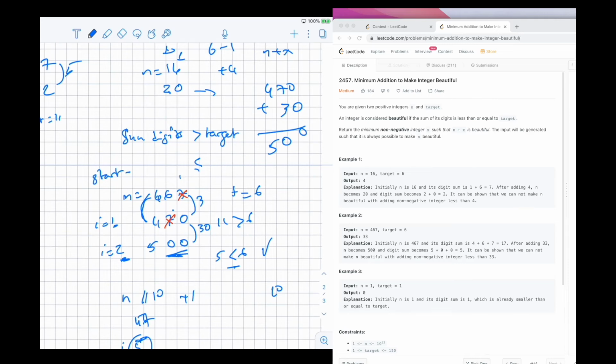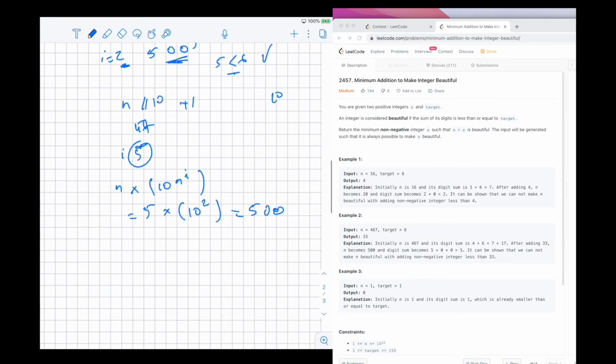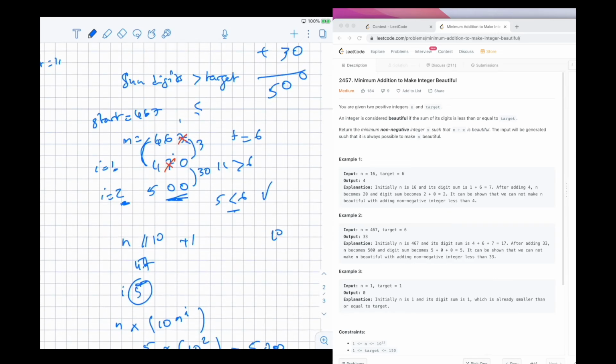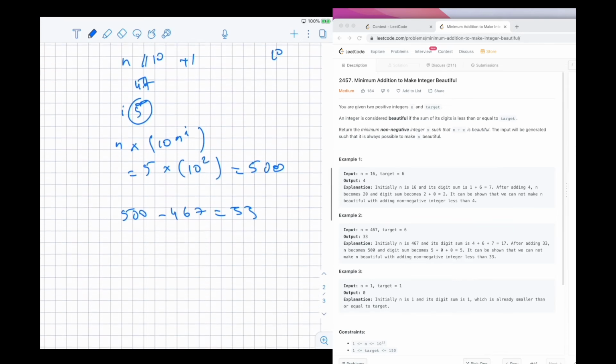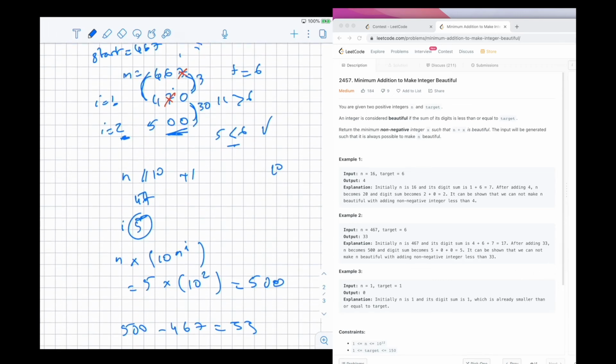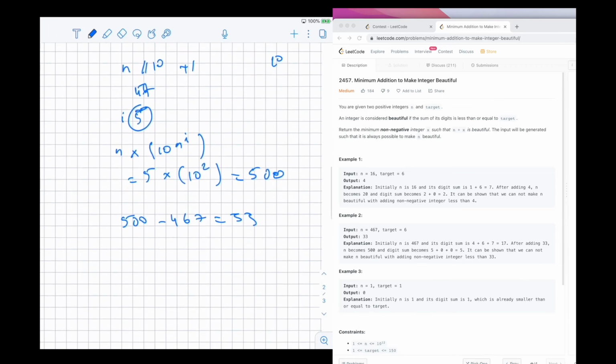So the starting n value was 467, and we just take 500 minus 467, and that's 33, and that's exactly what we needed to add at each step, right? If you want, you could also keep track of that by doing n modulo 10, right? You could also do that, but it's easier to do it this way, by doing n modulo 10 each time, and each time adding it up, right? And so we return at the end 33.